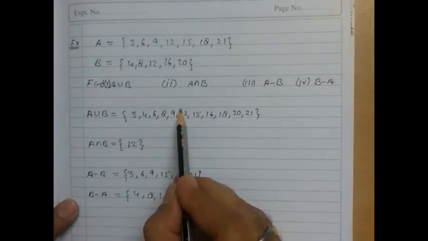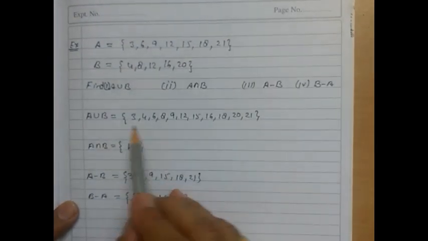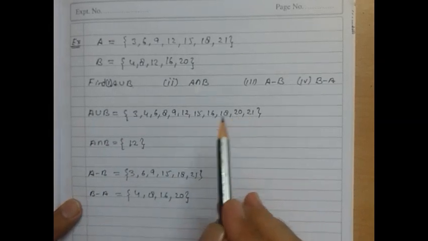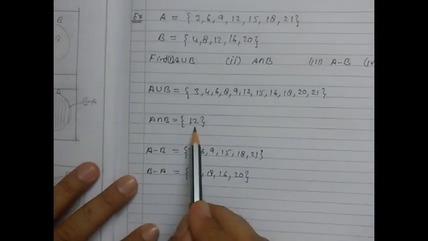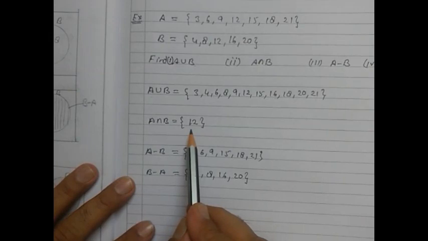Only 12 is common, which is present here. So we are writing A union B in this manner. And if you see A intersection B, 12 is common in both, so it will be written like this.